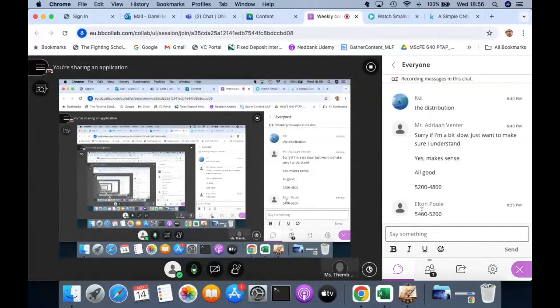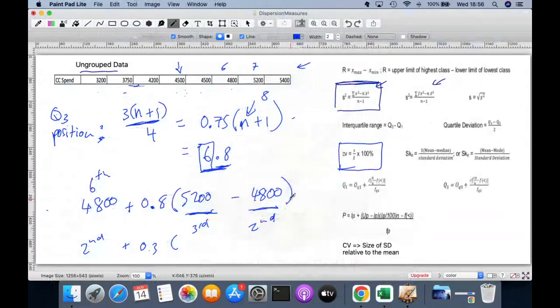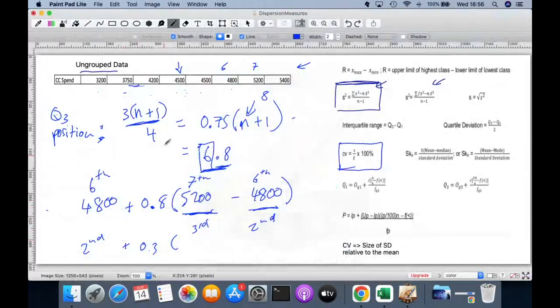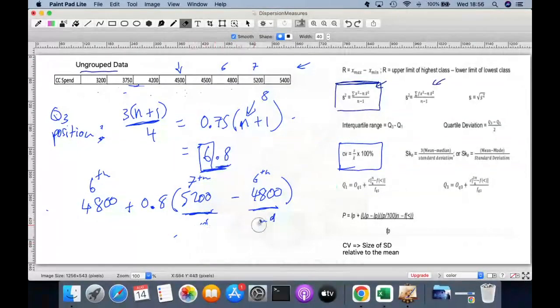Good, good. Alton, I think you just skipped it by one position. But does everyone understand that? So it'll be the 7th and the 6th. Yeah, fantastic. Okay. And if you work that out, you can plug it into your calculator if you want. And the answer you should get is 5120.